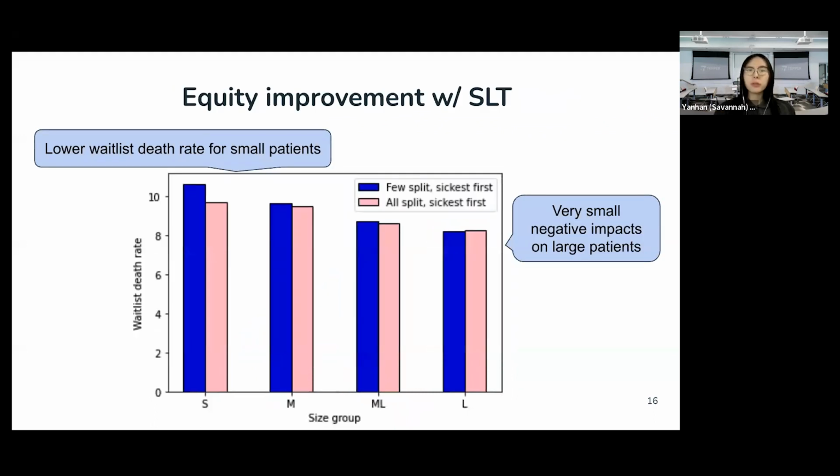Besides utility improvement, we can also improve equity by simply using SLT without changing the sickest first priority rule. And we see from this figure, there is a lower waitlist death rate for smaller patient groups and very small negative impacts on larger patients.